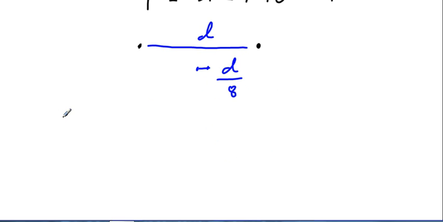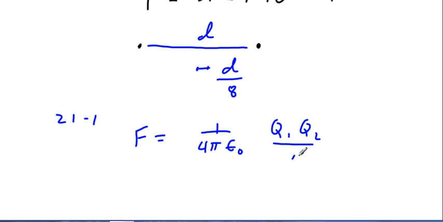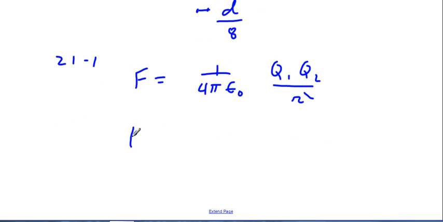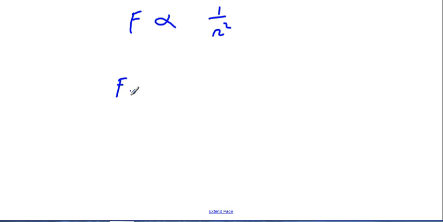We look at equation 21.1, and we find that force is equal to 1 over 4 pi epsilon naught q1 q2 divided by r squared, and we come to the conclusion that force is proportional to 1 over r squared. Okay, so that being the case, then the force at 1/8 the distance is going to have to equal the force naught that I began with, divided by that 1/8 the distance squared.